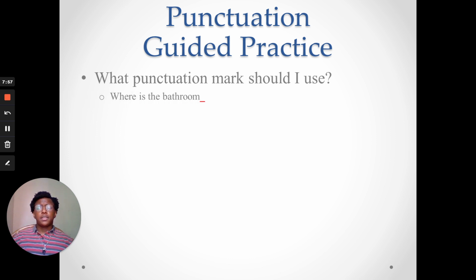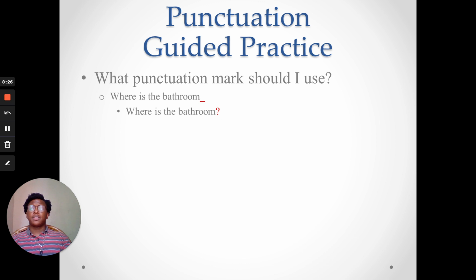My first sentence is, where's the bathroom? What punctuation mark should I use? Should I use a period, a question mark, or an exclamation mark? Where's the bathroom? It's a question, so I should use a question mark.